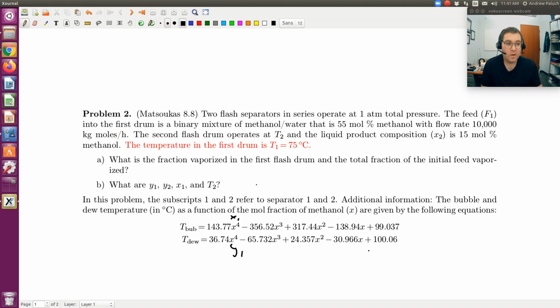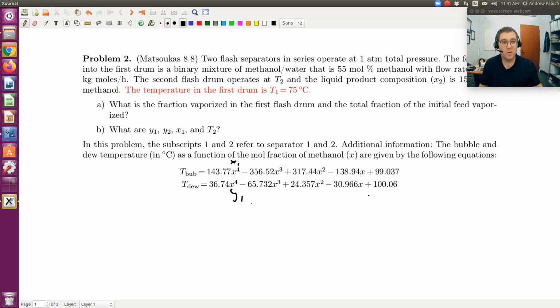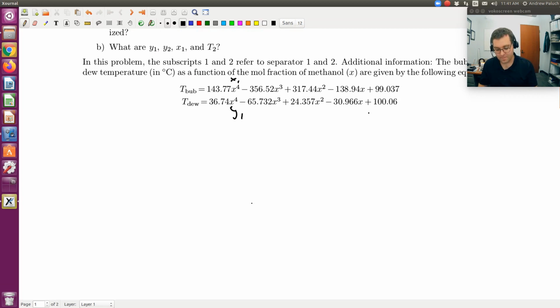All right, so let's walk through this problem and set it up. I'll leave all the quantitative calculations for you, but it's good just to draw our picture and figure out exactly what we have and how we would tackle this. Essentially, we're going to have two flash drums in series, and my goal is to characterize every single stream. So how are we going to go about doing that?